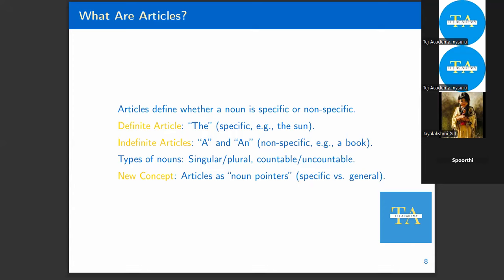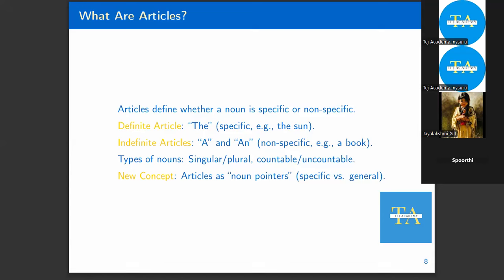And in dealing with indefinite articles, we have a and an, which are non-specific. Among some group, it can be anything. Like in a basket of apples, if you pick an apple, we call it an apple. So among a few available objects, we pick one of them. So that's why we call them non-specific. Like a book: among the books on the shelf, we pick any one book and call it a book. In the types of nouns, we have singular, plural, countable, and uncountable. And as you know, we use a and an with singular nouns.